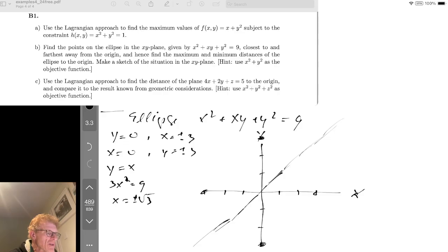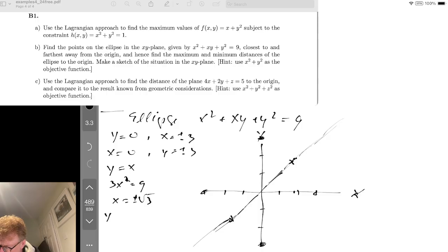We should be able to do that. Square root of 3 is 1.7. So x is 1.7, and then y is x, so y is 1.7 as well. It's here. So it's a bit far, roughly here.